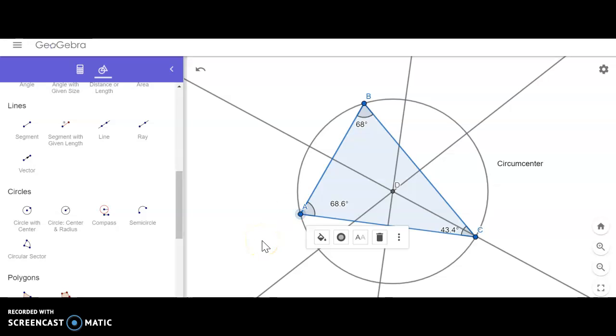So what I want you guys to do is go on and try to create a circumcenter. You don't need to do the circle, but just create it and be comfortable with it.